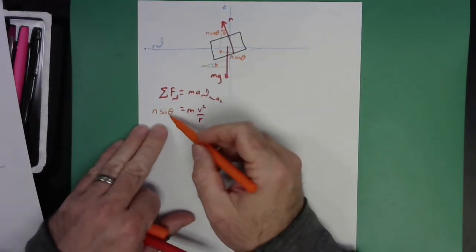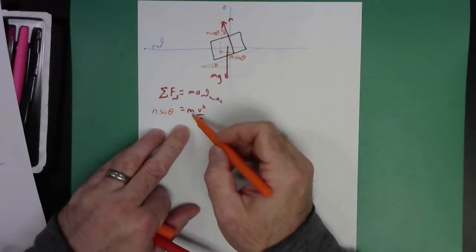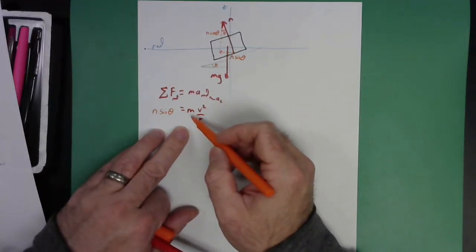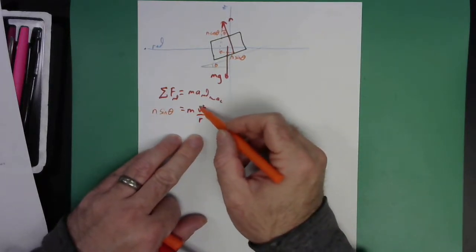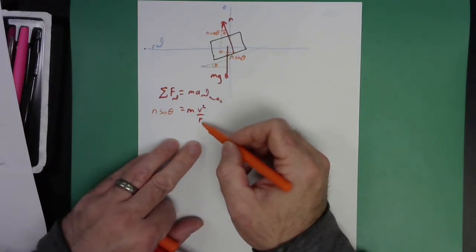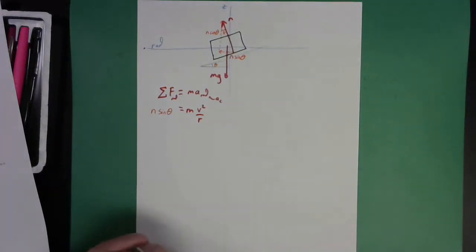In this problem, do I know theta? Yes, I know it's 15 degrees. Do I know the mass of the car? Son of a gun, I don't. Do I know speed? That's what I'm trying to find. Do I know the radius? Yes, it's 100 meters. So I've got two unknowns in this equation.